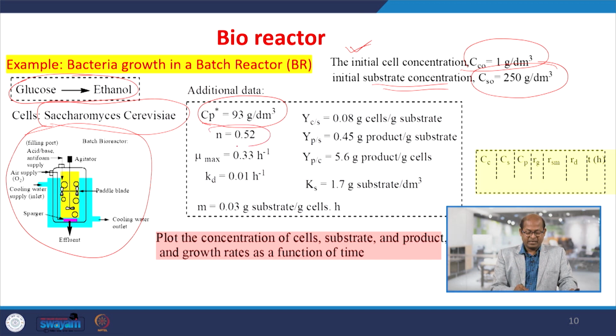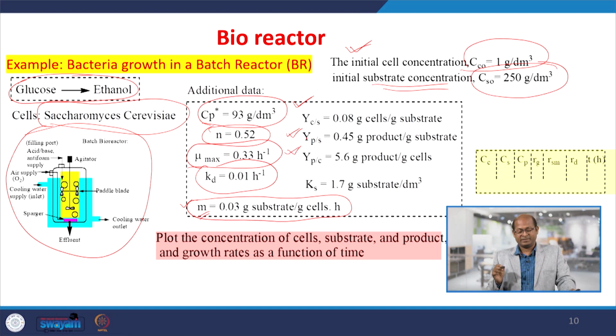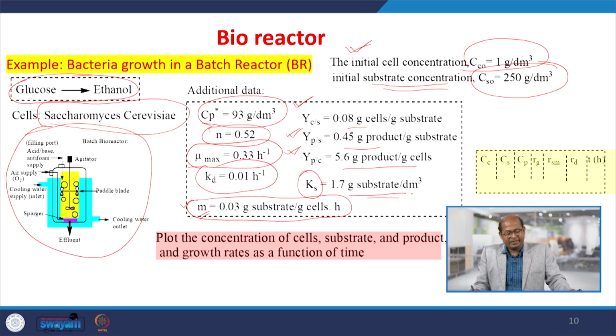Okay. n is some parameter whose value is given, mu max is given, Kd is given, and m, the maintenance constant, is given. The yield coefficients are given: cell per substrate, product per substrate, and product per cell. Also the Monod constant is given. So, these are the components or data given for this particular reaction. So, now we have to develop this.